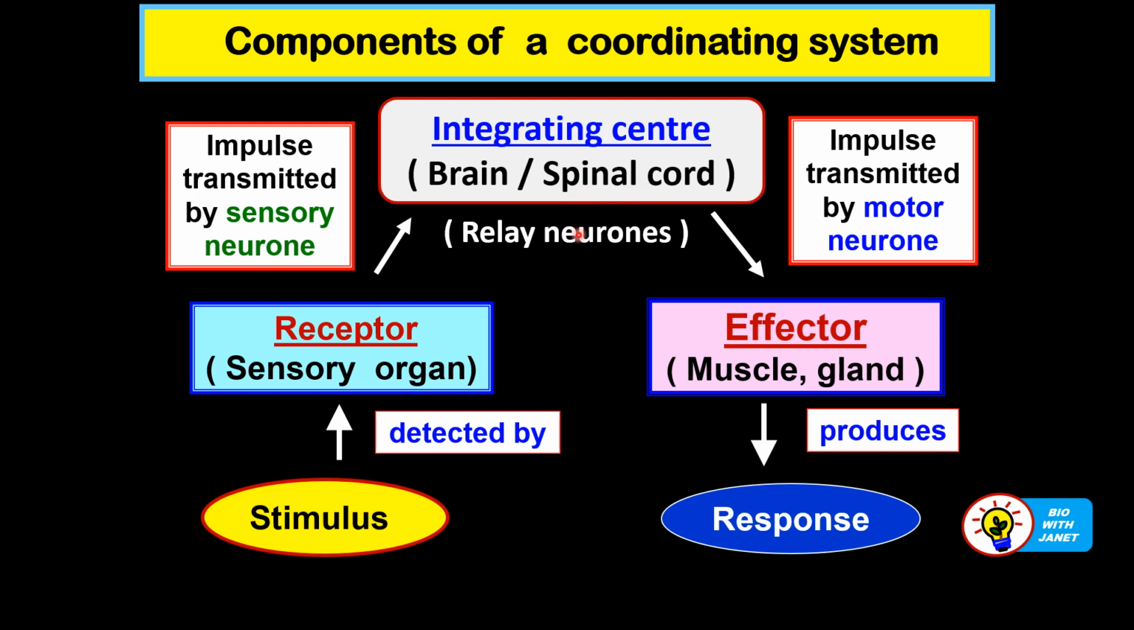Now in the brain or spinal cord, there are many relay neurons, which are like the intermediate neurons that connect the sensory neuron to the motor neuron, right? So the impulse will travel from sensory neuron to relay neurons and then to motor neurons. So the job of the motor neuron is to transmit nerve impulses from the central nervous system to the effectors. And then effectors such as muscles or glands will carry out the response. And then we have to identify what the response is. Okay? So take note of stimulus, receptor, sensory neuron, brain or spinal cord, motor neuron, muscle gland, and then response.